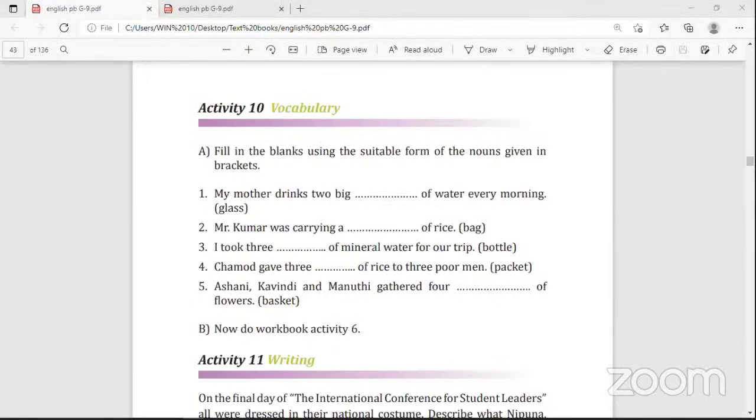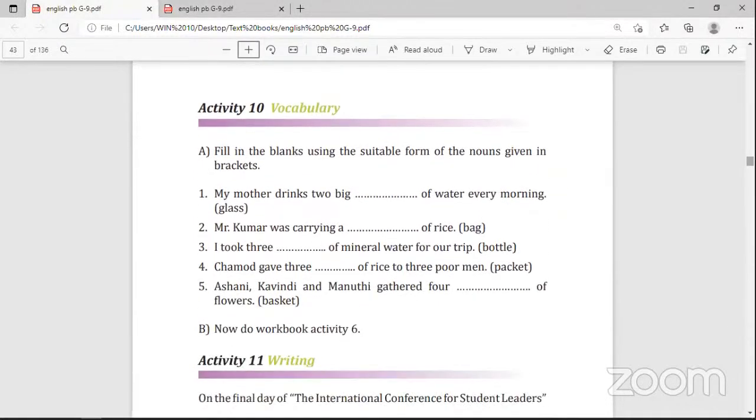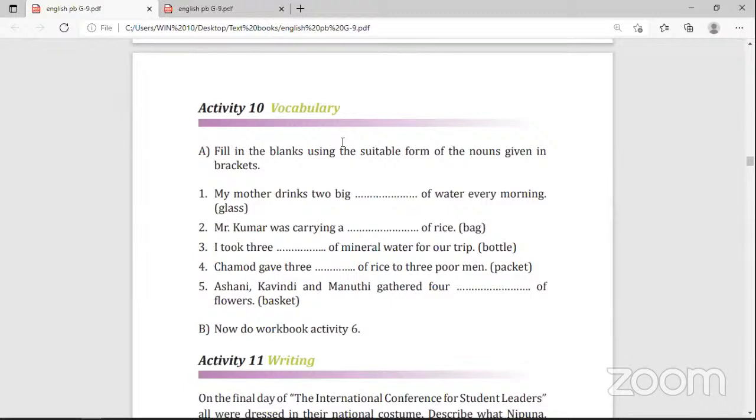I will give you a homework, right? In your textbook, page number 27, activity 10, vocabulary, there's a question on the plurals of uncountable nouns. Please do it at home.